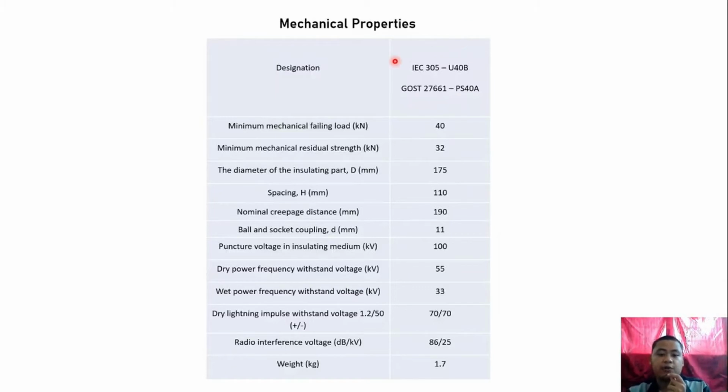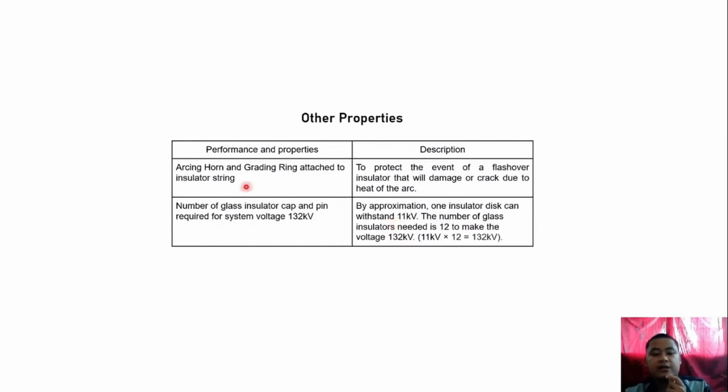Okay, the mechanical properties and electrical properties actually. But I want to highlight the diameter of the insulator, which is 175 millimeter, the spacing, and the nominal creepage distance 190. This we calculate according to the IEC, which suggested a calculation for the minimum clearance distance for heavy pollution. The other property is that we added the arcing horn and grading ring to avoid flashover, the number of glass insulated cap and pin.